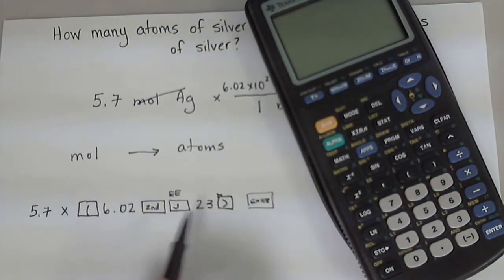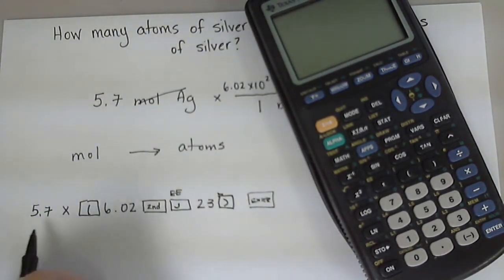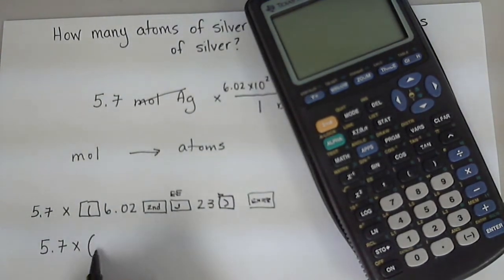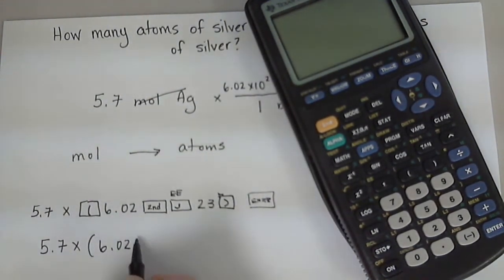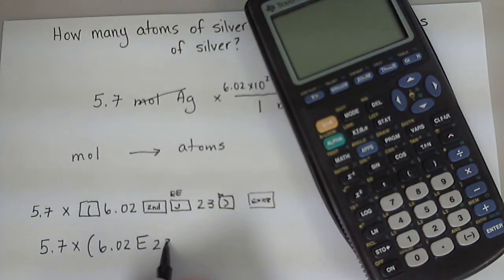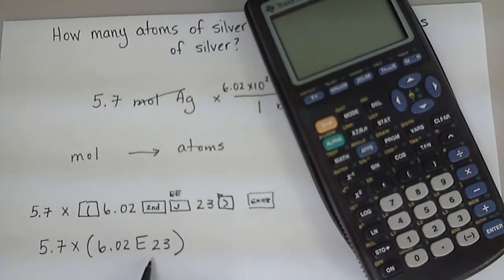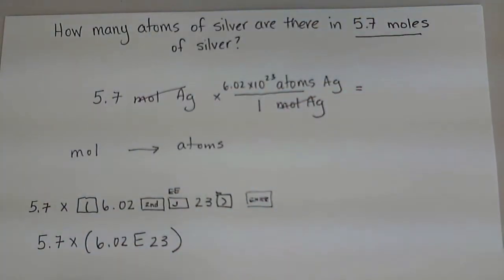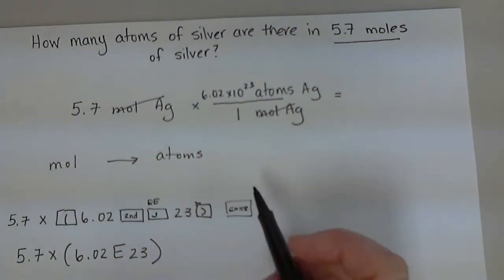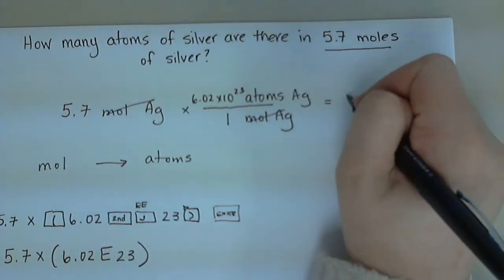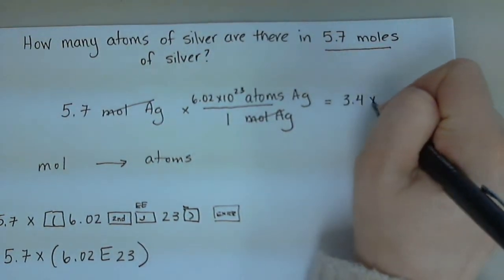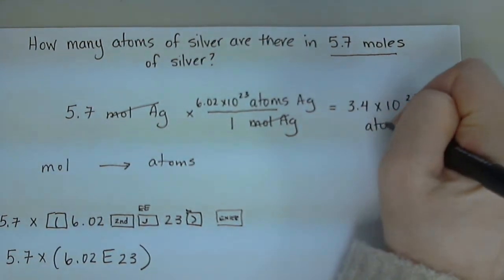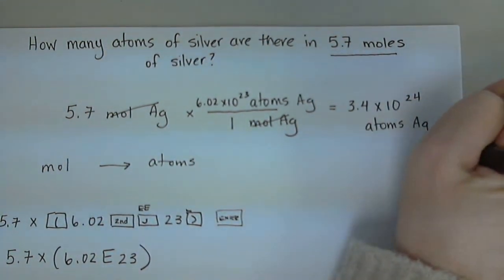So when you hit enter, this is what it will look like in your calculator: 5.7 times 6.02, and then you'll see an E23. If it looks like this, you've entered it correctly into your calculator. Hitting enter will give you your answer. Your answer should come out to be 3.4 times 10 to the 24th atoms of silver.